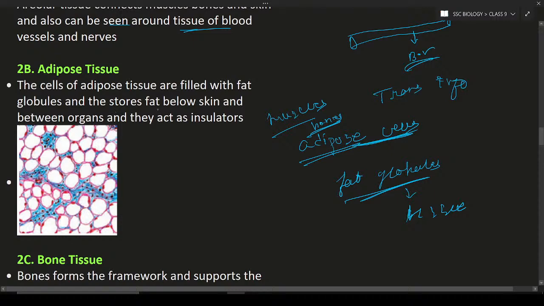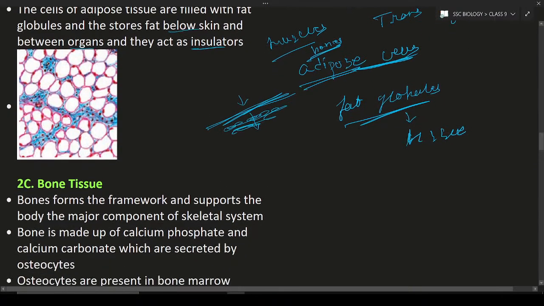Here, adipose tissue is going to store fat below the skin and also between the organs, and it also acts as an insulator. What is meant by insulator? When fat is stored under the skin, the cold temperature cannot pass through it, and it acts as a barrier. Hence you can feel a little bit warmer if you have more fat under the skin. This is one of the advantages. So this is known as adipose tissue.